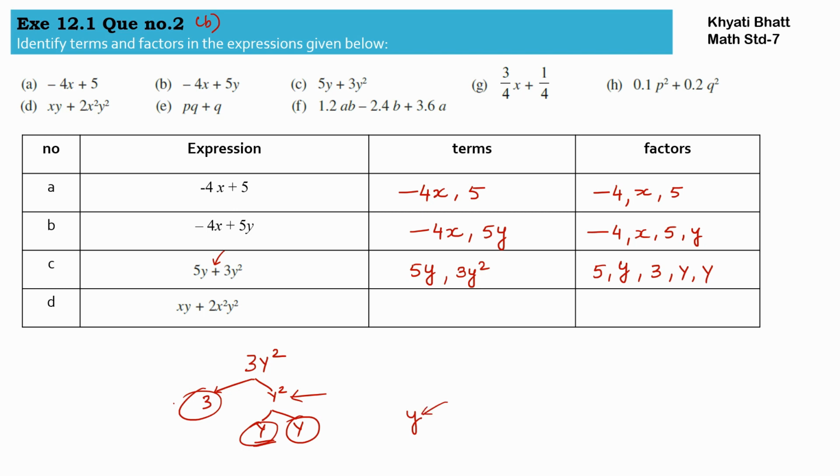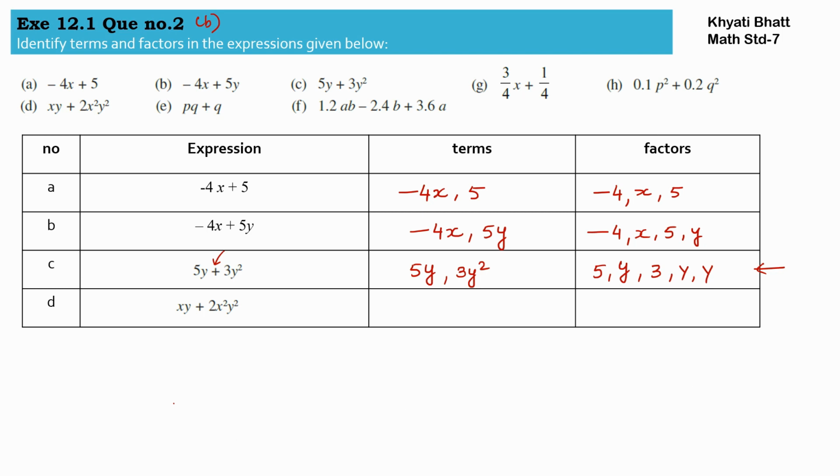How are we writing factors for numbers? For 6, the factors are 3 into 2. Further factorization is not possible. Those kinds of numbers we write here. So similarly we are writing factors for algebraic expressions also.